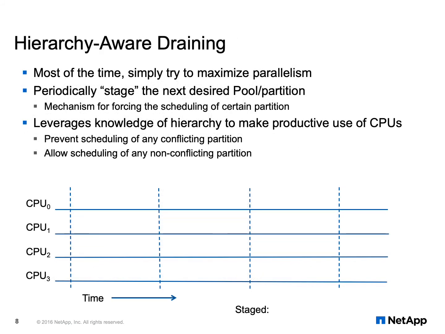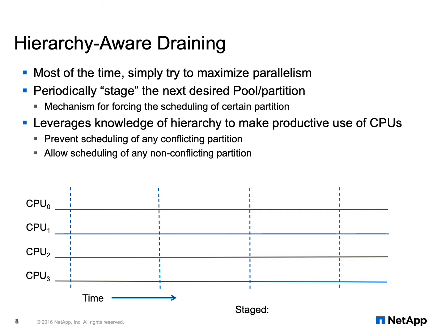In order to address the limitation presented on the previous slide, where CPU cycles are wasted due to the periodic draining of all partitions in the system in order to perform complete rescheduling, we introduced a new technique called hierarchy-aware draining. This approach works by, in most phases of execution, simply trying to find some data partition that's safe to run at that time. And then at some point, we periodically decide to stage some data partition, which means set it aside to be executed next. At that point, we now have a mechanism for forcing the scheduling of that selected data partition.